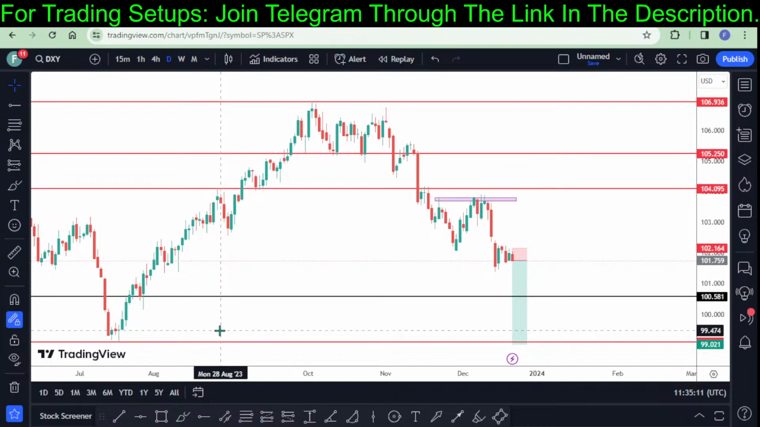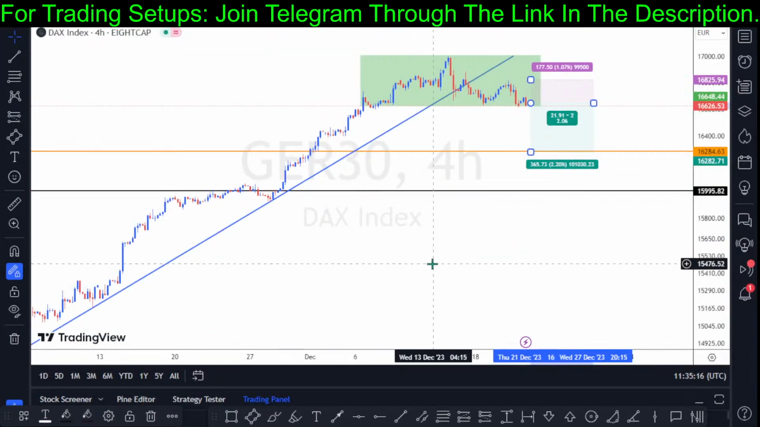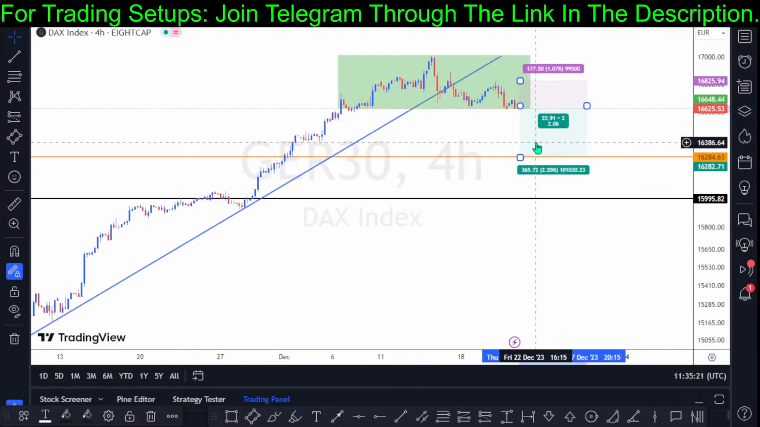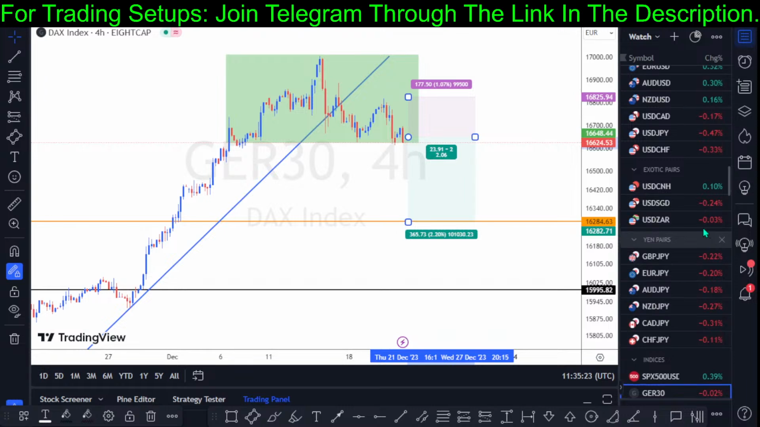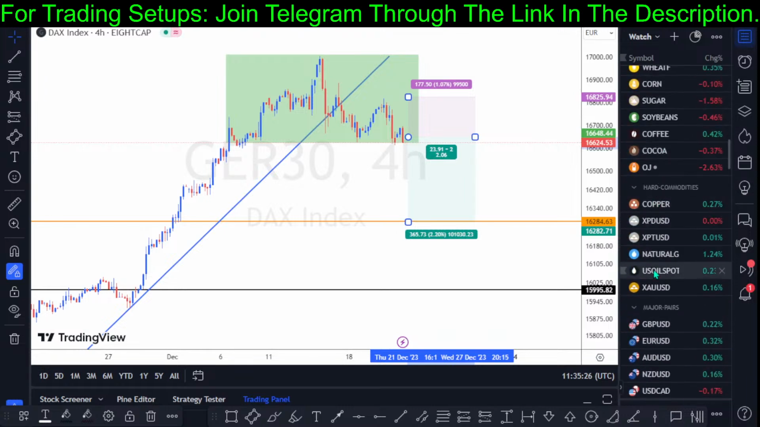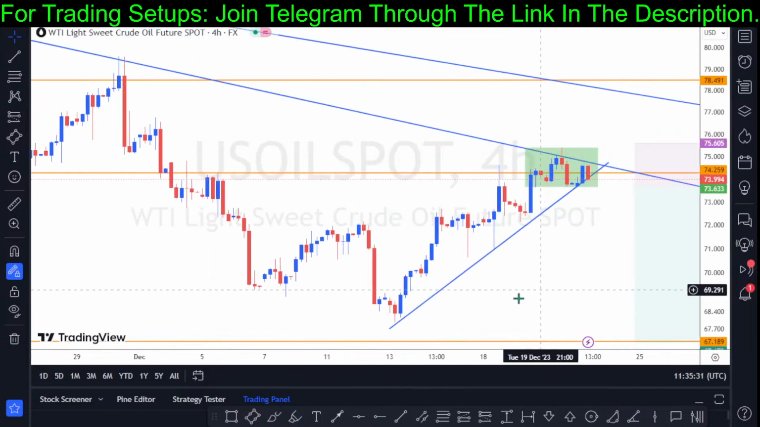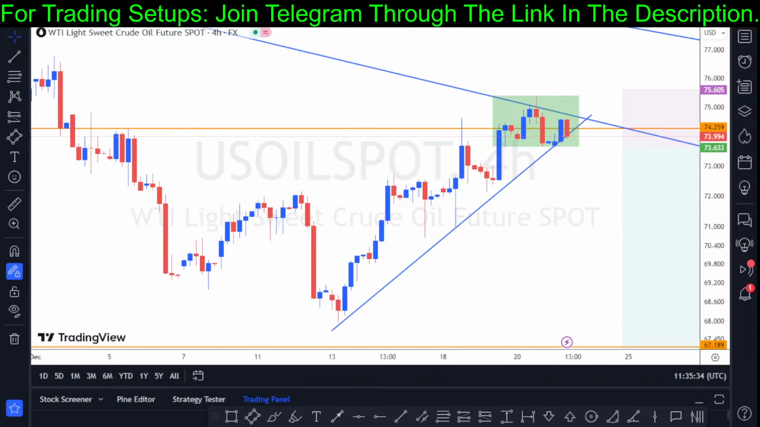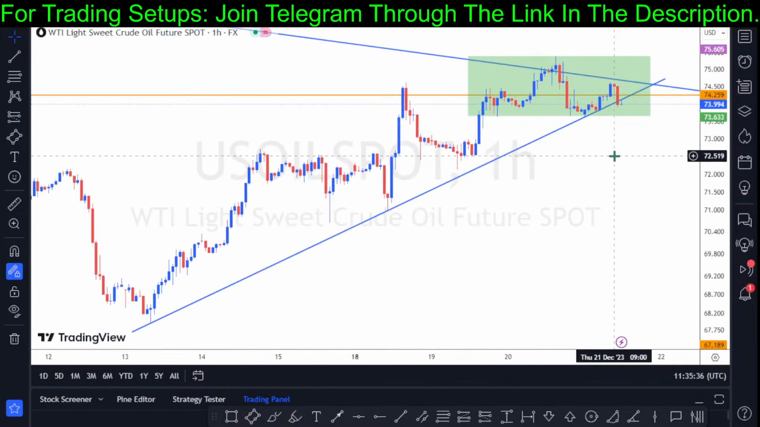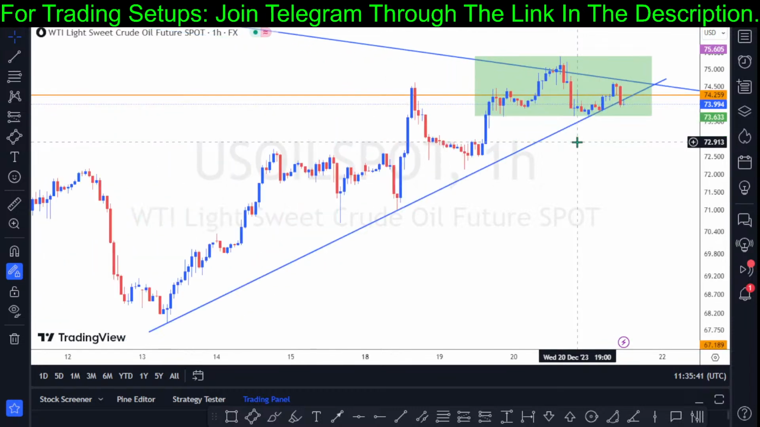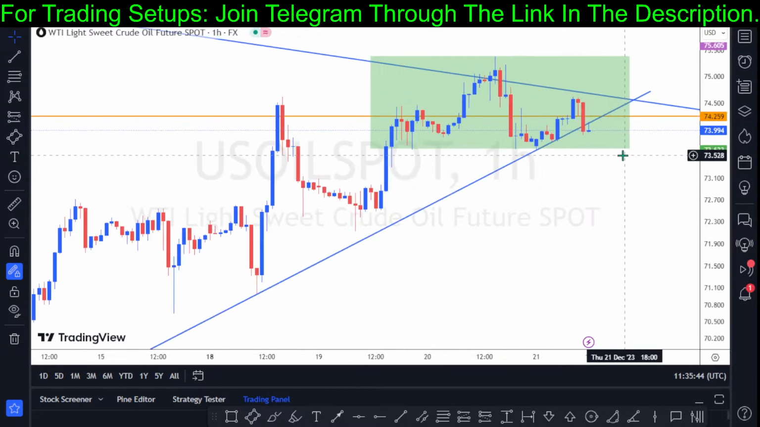Okay, so guys, just keep an eye on the German 30. If you are an index trader, monitor German 30, and if you're a commodity trader, monitor the US oil. This is the US oil. You can see we already have a 1 hour close, but this is not a strong close. Based on what we have on the 1 hour, it is not a strong close because we need price to confirm the neckline structural formation right here.